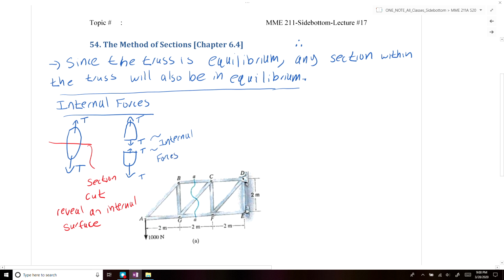We could repeat this process for a bar in compression. We could have a bar with a compressive force acting upon it. We can take a section cut of that bar, and we would end up getting two bars. They still have the applied loads at the ends, but then we also have our internal compressive force as well.